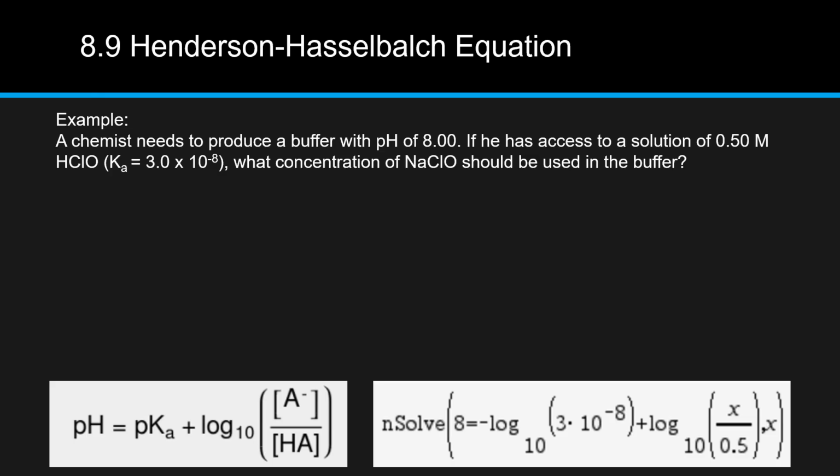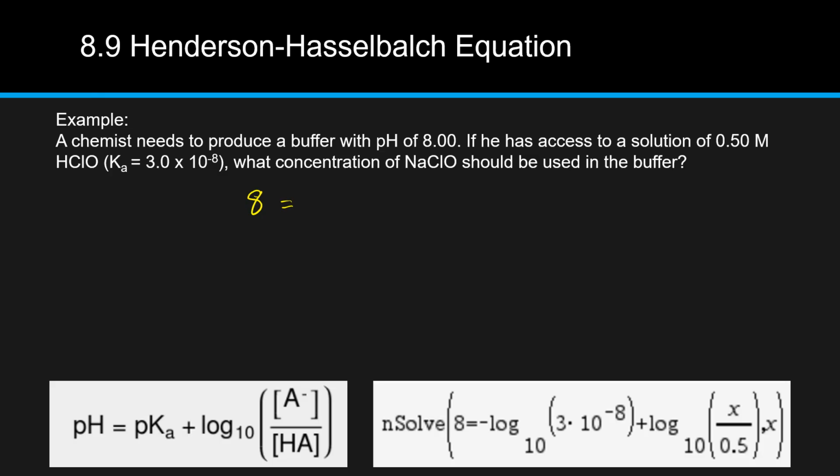All right, this example says a chemist needs to produce a buffer with a pH of 8. If he has access to a solution of 0.5 molar HClO, what concentration of NaClO should be used in the buffer? So this question is a little bit different in that we are not solving for pH, we're actually solving for a component within the Henderson-Hasselbalch equation. So we already have pH at a pH of 8.